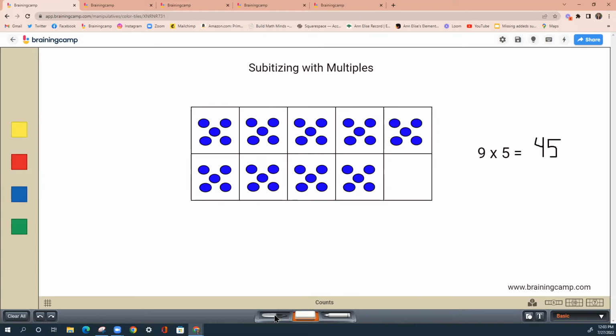Now, as students are beginning to do that, you might want to encourage them to at least start at the 25, that 5 groups of 5 is 25. You can skip count from there. But of course, our destination on the way to mastery would be to be able to relate this to multiplying by a 10 and taking away one group.